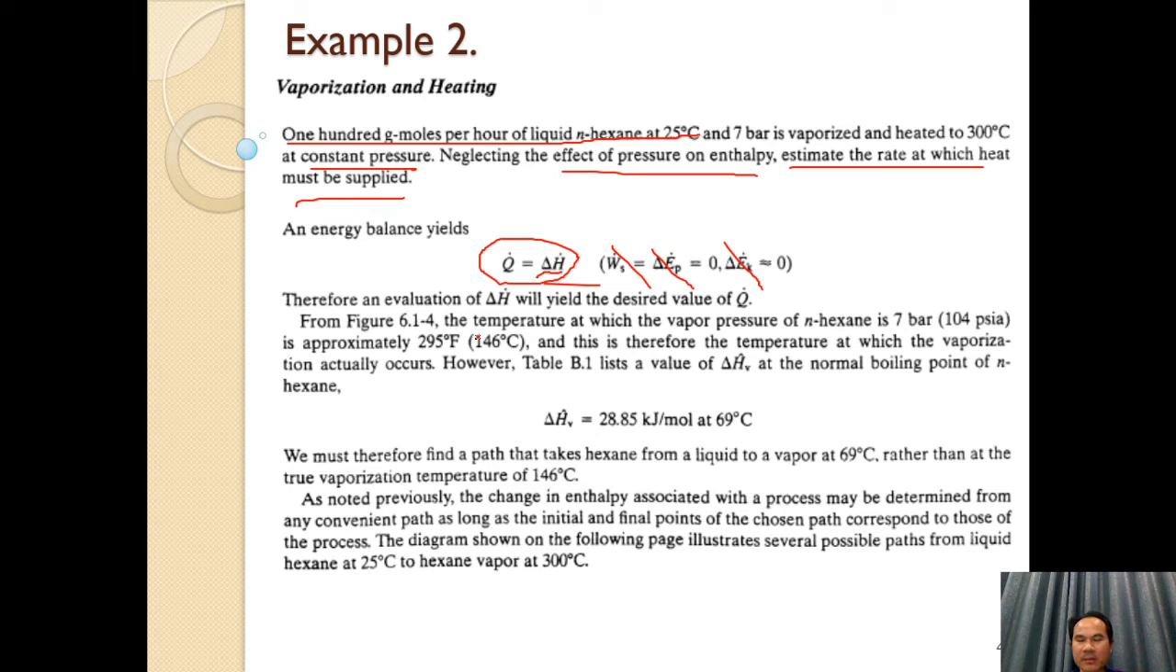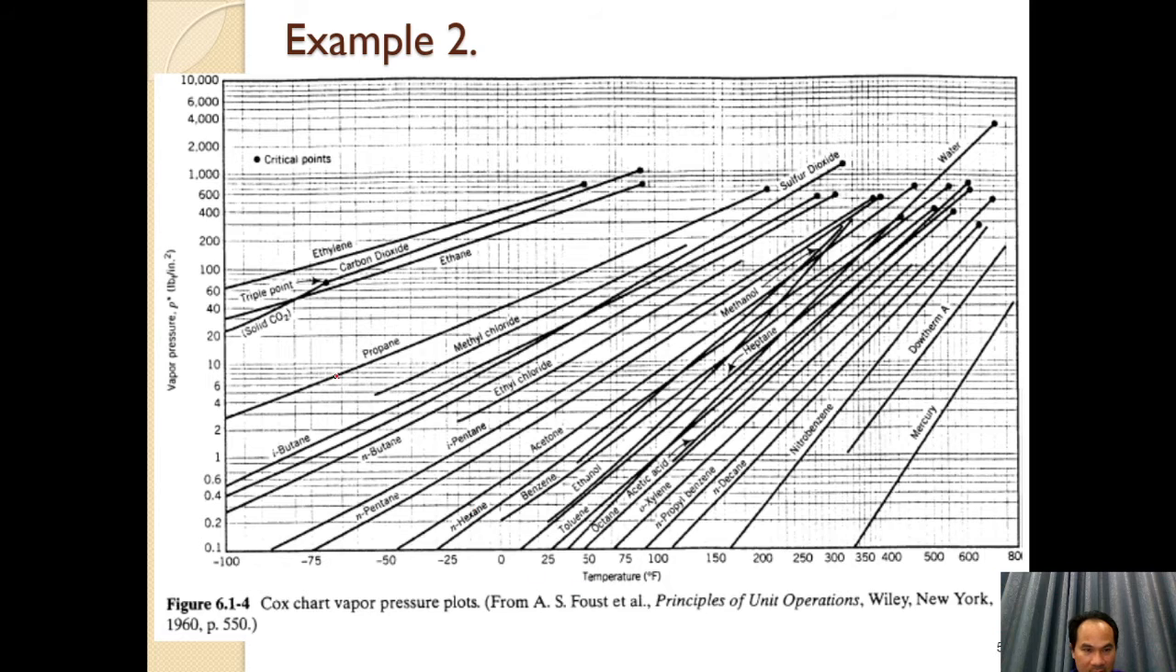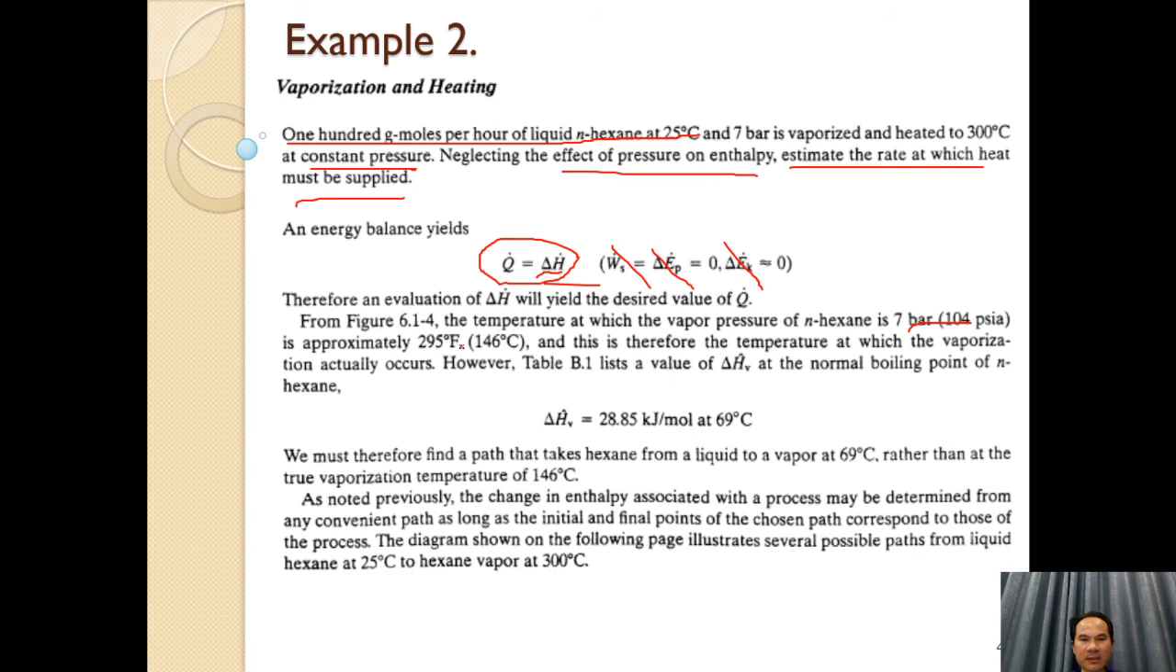We can look at hexane. What is the boiling point of hexane at 7 bar? Around 146 degrees Celsius is the boiling point at 7 bar. That means the hexane will vaporize at 146 at 7 bar. And if you open Table B.1, this is the boiling point at approximately 1 bar, or 180.